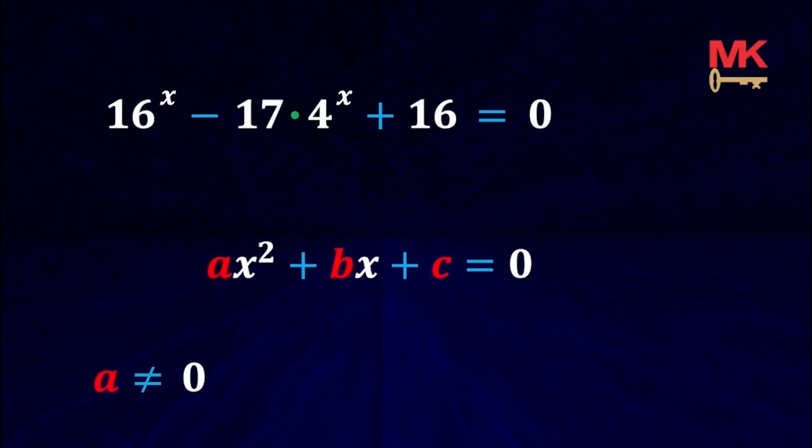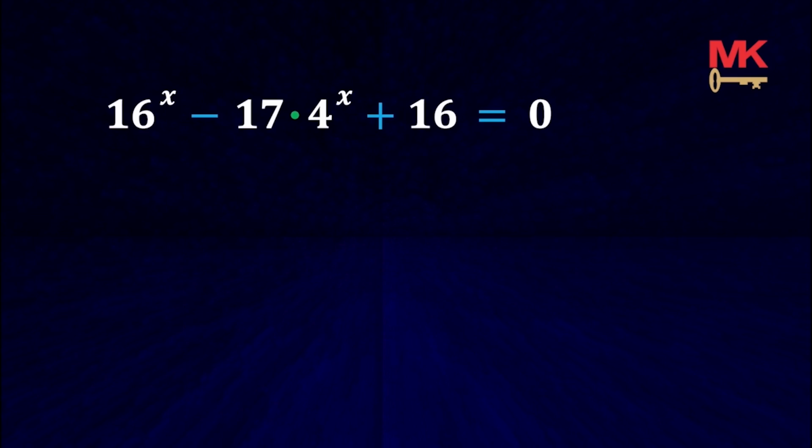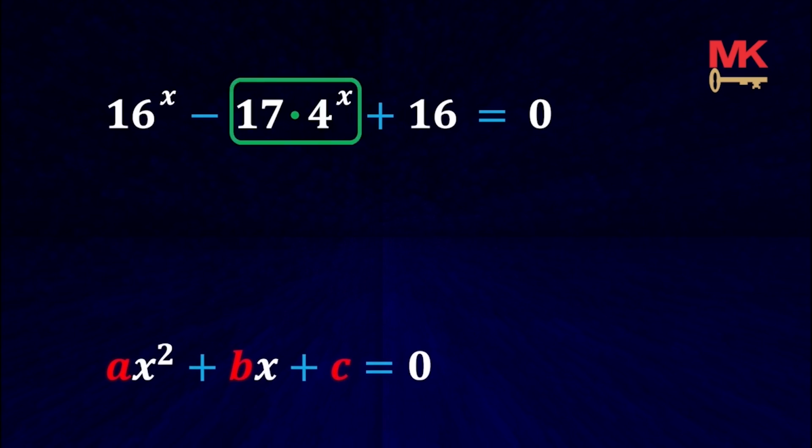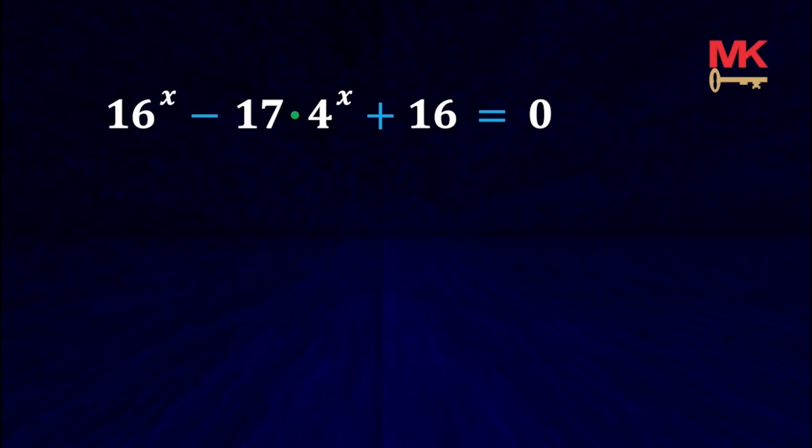So the very first thing we want to do when presented with an equation of this nature is to look out for a way to express the first term in the form of ax squared, as it is in the general equation. And then we also look out for a way to express the middle term in the form of bx, just as it is in the general quadratic equation. Are we together? By careful observation, you will see that there is also a 4 exponent x in the first term. Let's see to that.